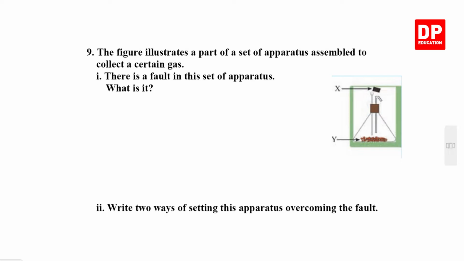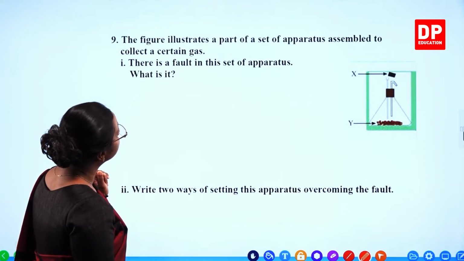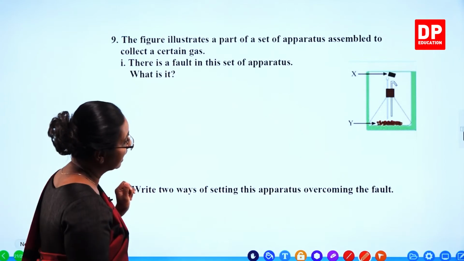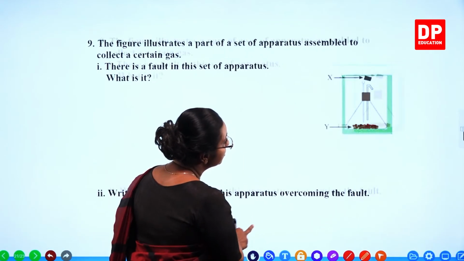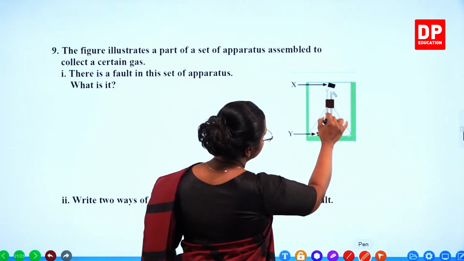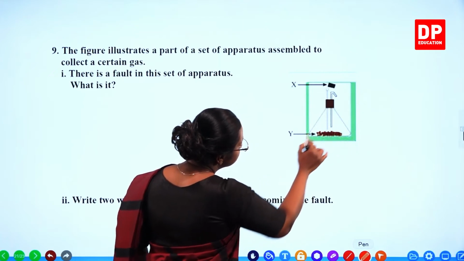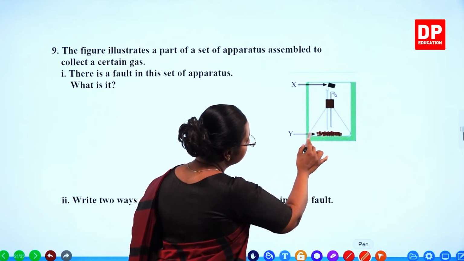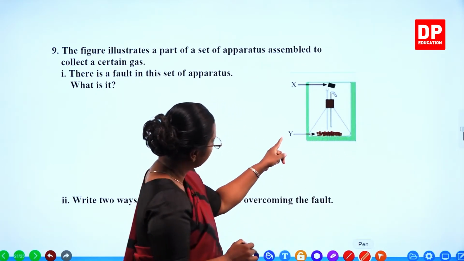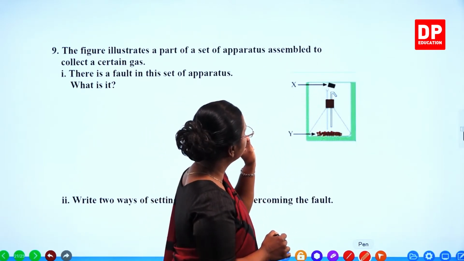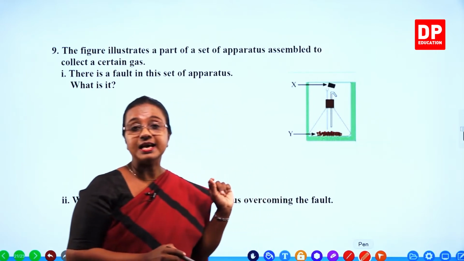Question number 9, that is the question given in your textbook, the last question. The figure illustrates a part of a set of apparatus assembled to collect a certain gas. So if you look at the diagram students, you can see this is given to you. Here you can see a conical flask with a stopper attached to it. You can see the thistle funnel and a glass delivery tube. And here you can see there is a solid substance given to you, that is labeled as Y, and they have shown a liquid being poured into the thistle funnel, that is labeled as X.